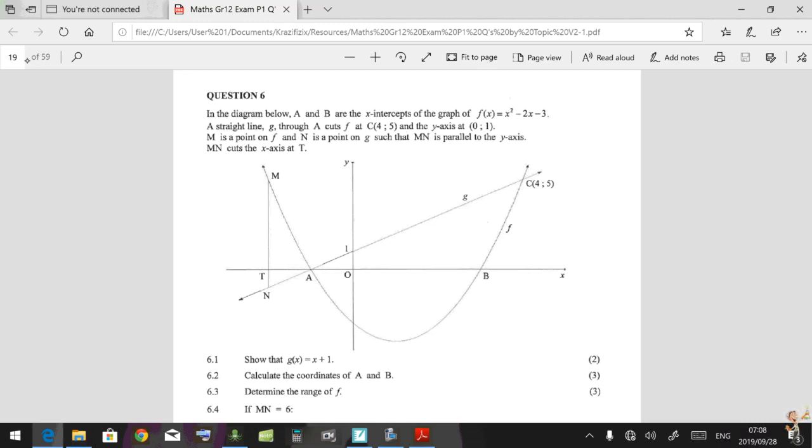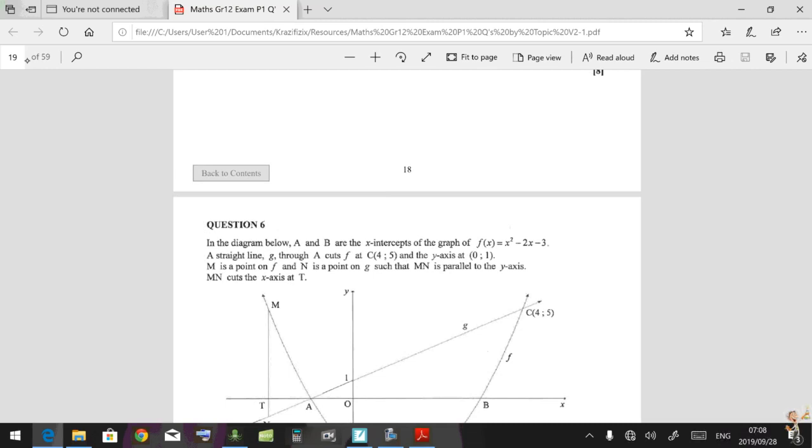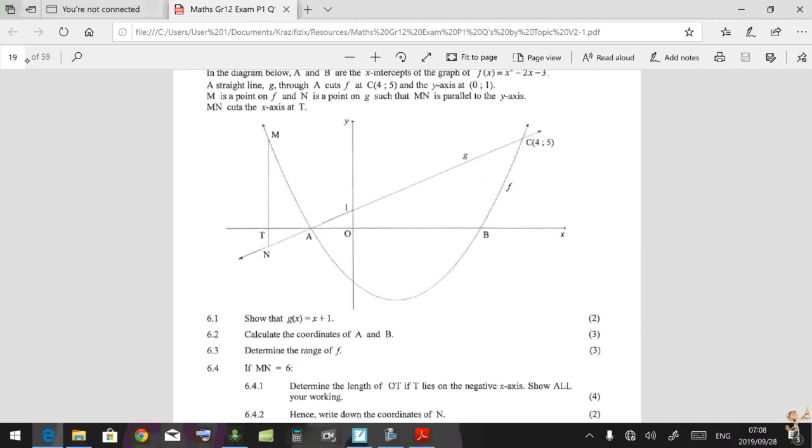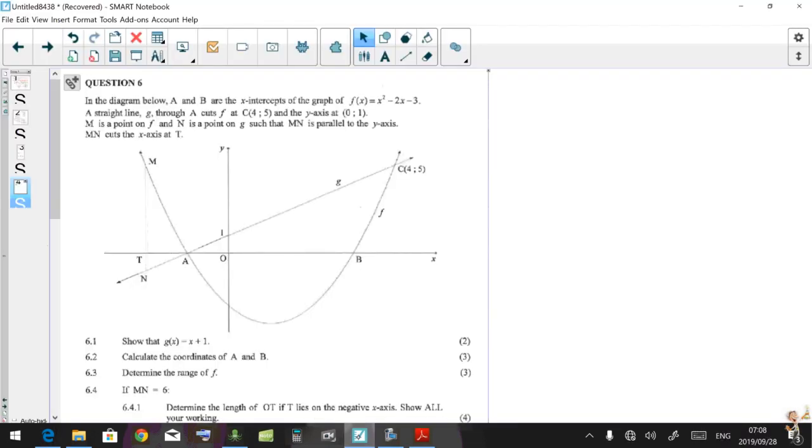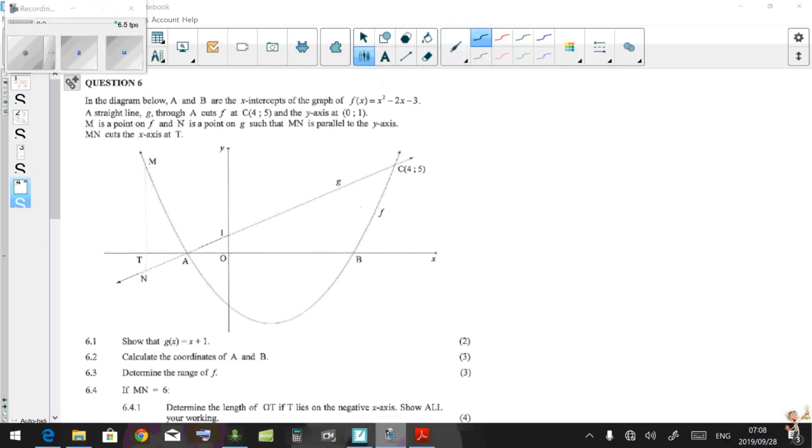Alright, such that MN is parallel. Okay, that makes sense. MN cuts through X at T. Alright, the first question: show that G of X is equal to X plus 1. We have it here now. Good. What are we looking for? Show that G of X is equal to X plus 1.